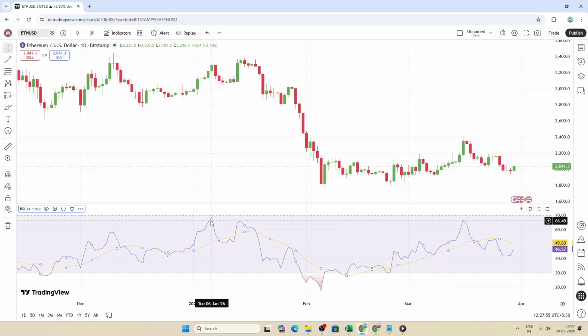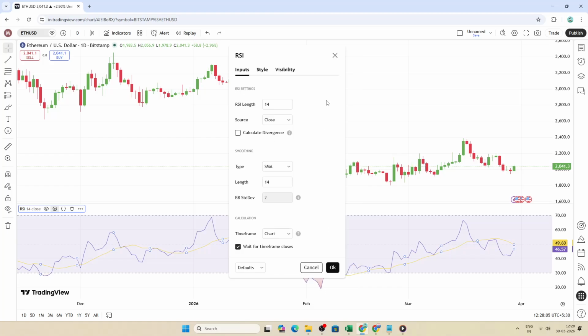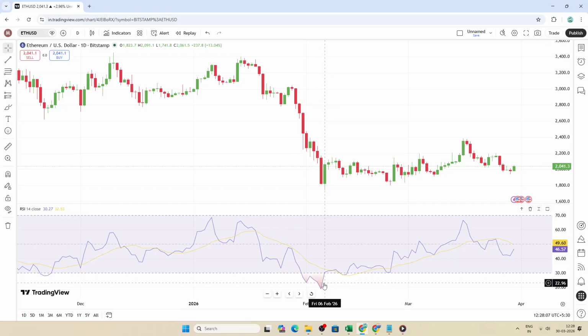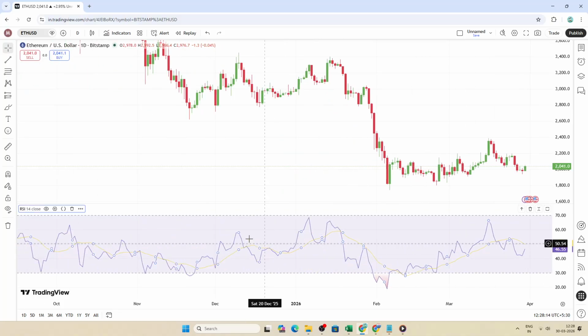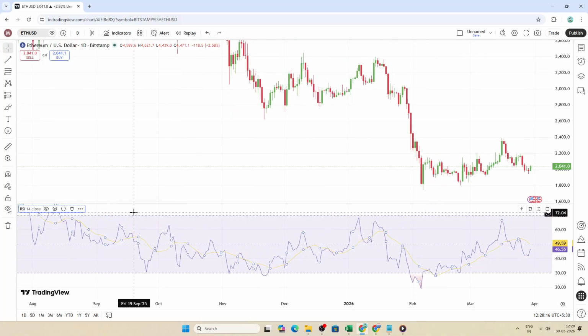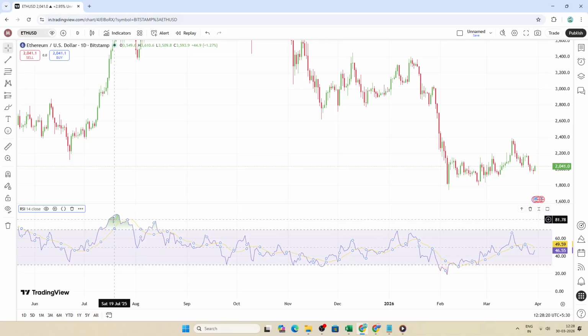Next, let's cover divergences, which highlight weakening momentum and can precede reversals. A bullish divergence occurs when price makes a lower low, but the RSI prints a higher low. That mismatch suggests the downward push is losing steam, opening the door for a potential move higher. A bearish divergence occurs when price makes a higher high, but RSI forms a lower high. That signals fading upside momentum and the possibility of a downward shift.